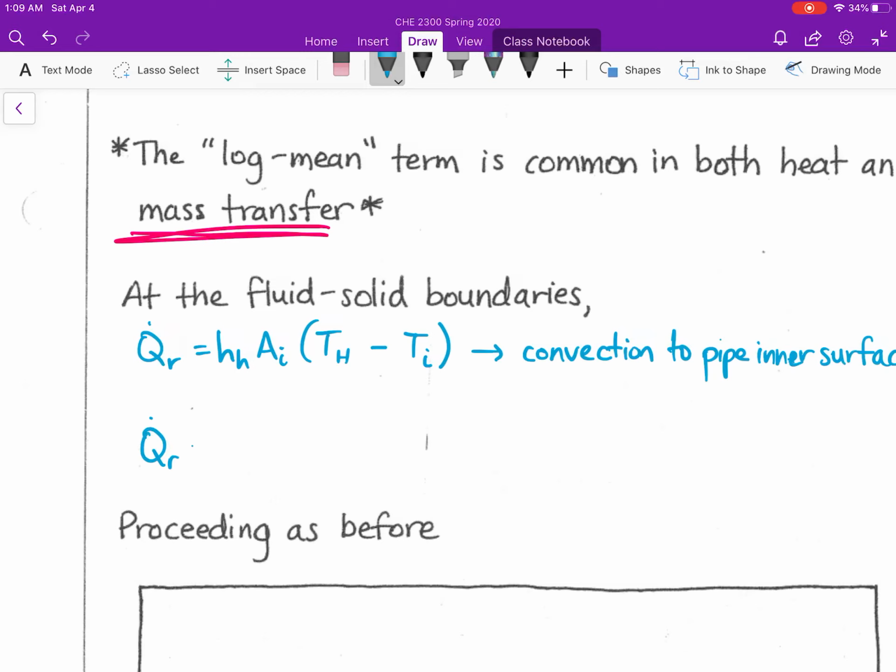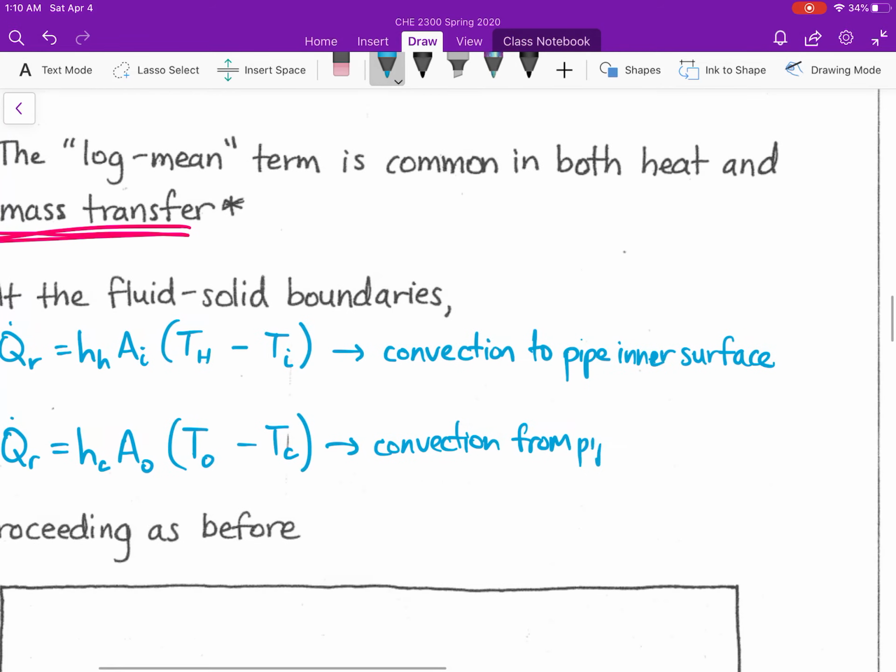We can write the same for the outer surface, so the heat flow is equal to some convective heat transfer coefficient multiplied by the outer radius of the pipe, and then our temperature driving force from hot to cold, so T of the outer surface minus T of our cold fluid. This would be our convection from the outer surface term.